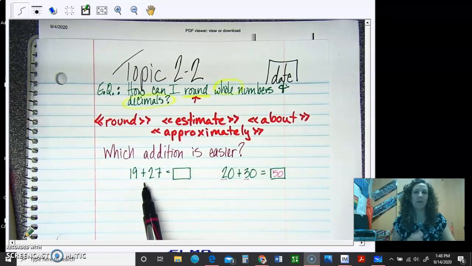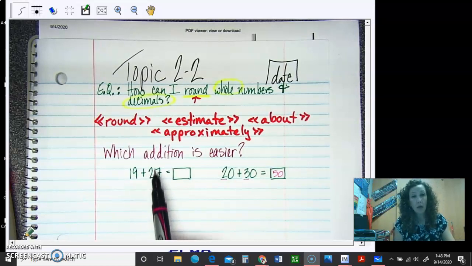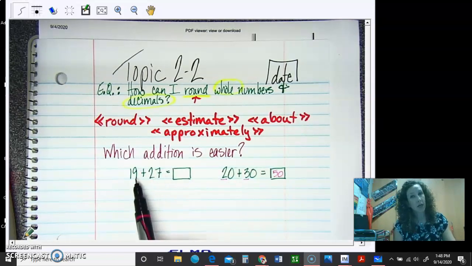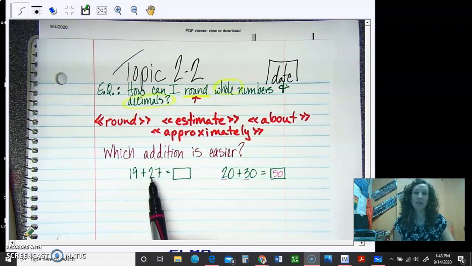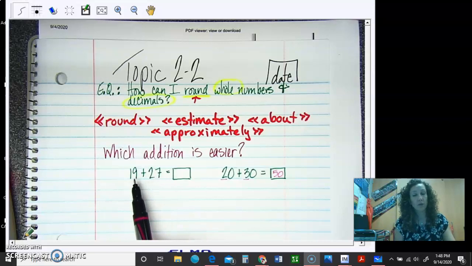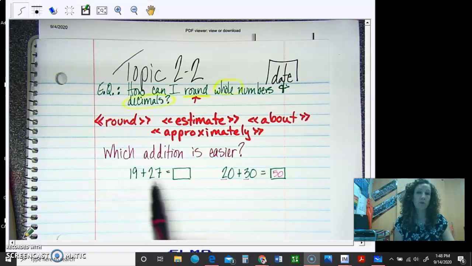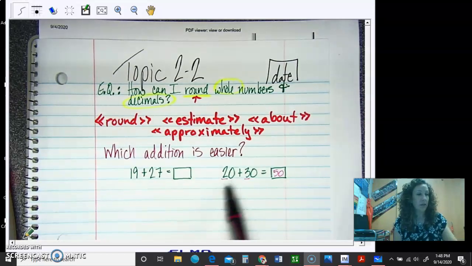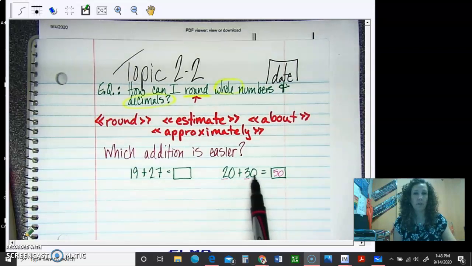But this one, you're like, oh my gosh, I have to line them up. 7 plus 9 is 16. Then I have to regroup that 1. So 2 and 1 is 3, plus 1 more is 4, so it's 46. Okay? Took a lot more time, even just talking through it, than this one. 2 plus 3, 5, and put the zeros on.